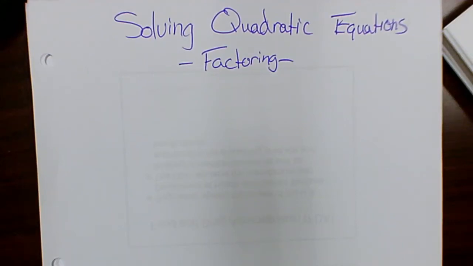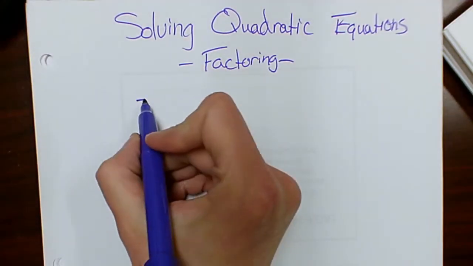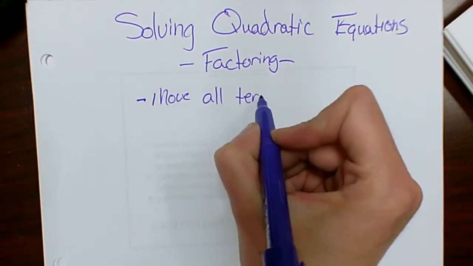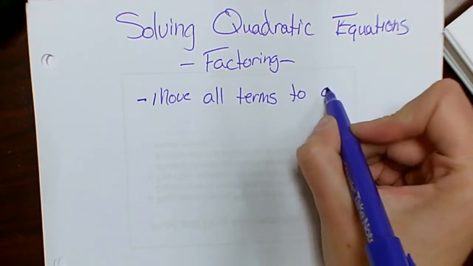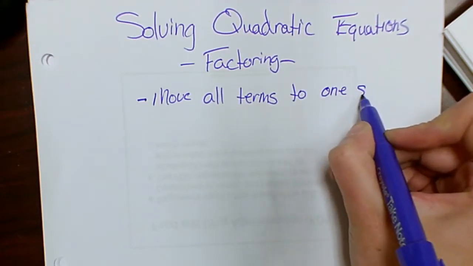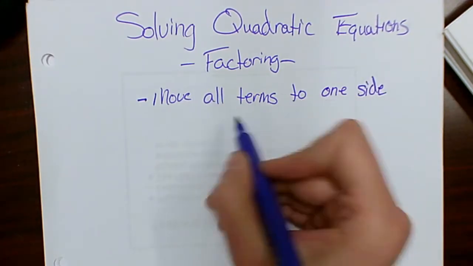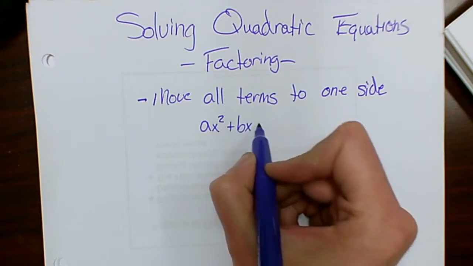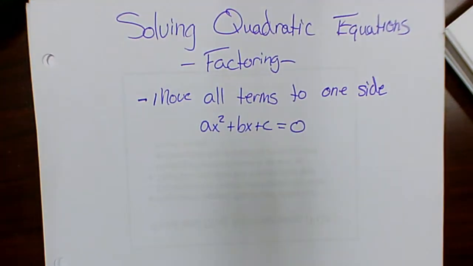Solving quadratic equations by factoring. This is where all your hard work of factoring comes in handy. So when we solve by factoring, you have to move all terms to one side so that it is in the form ax squared plus bx plus c equals 0.